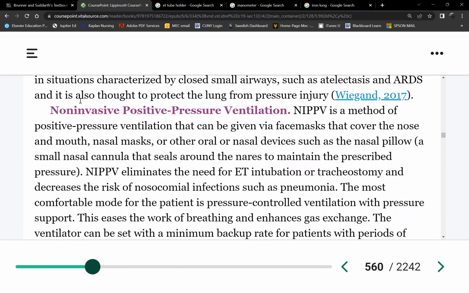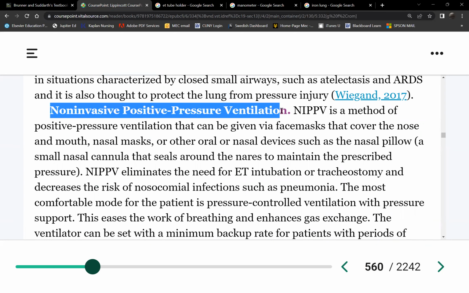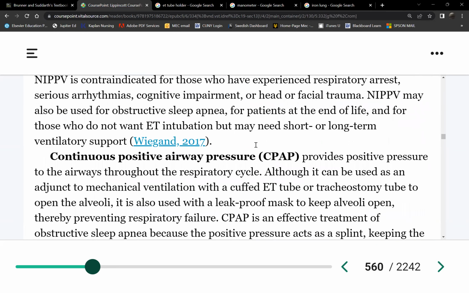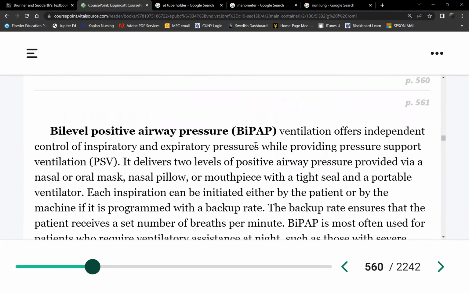Do you know what non-invasive positive pressure ventilators are? Give me two examples. There are only two. CPAP and BiPAP. Okay, so those are non-invasive positive pressure ventilators.